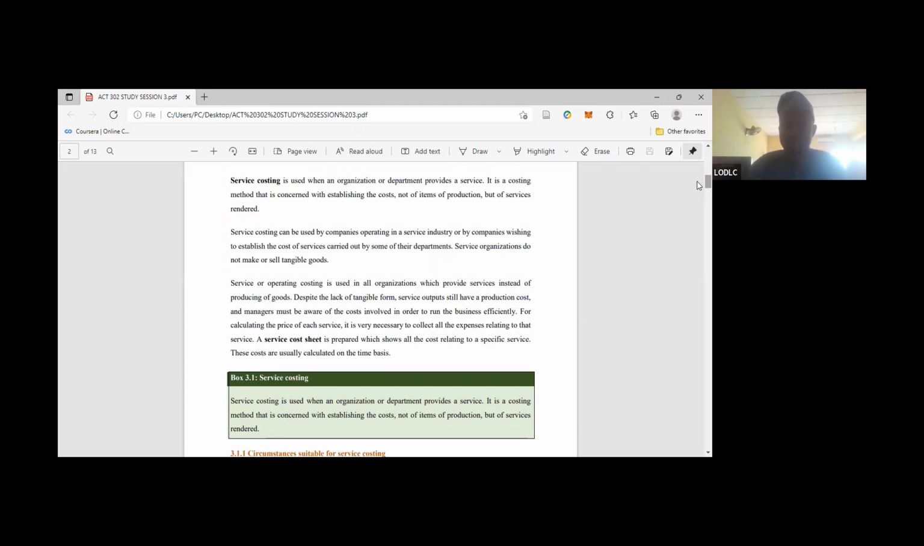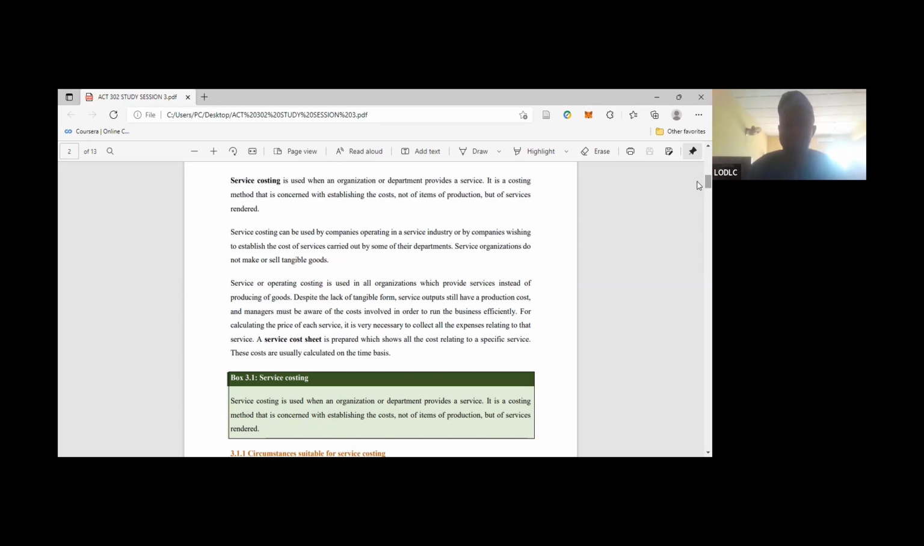Despite the lack of tangible form, service outputs still have a production cost. A manager must be aware of the cost involved in order to run the business efficiently. That is the reason why service costing emerges. The fact that you do not produce a product doesn't mean that you are not going to cost. In every industry that produces what? Services. What they are producing is what we are interested in.